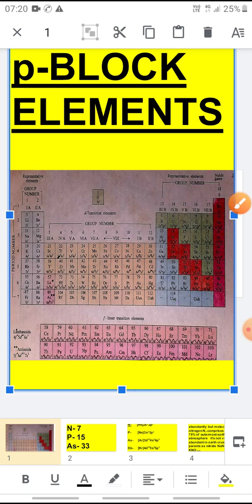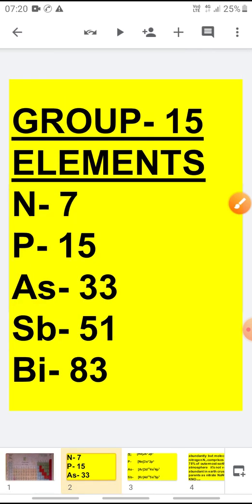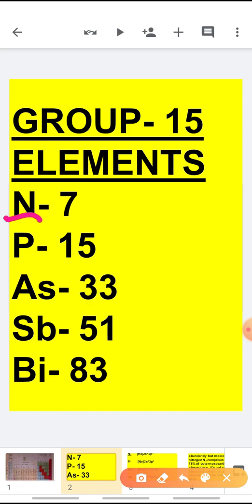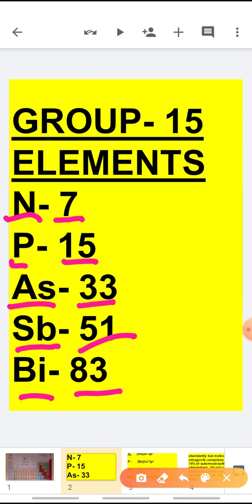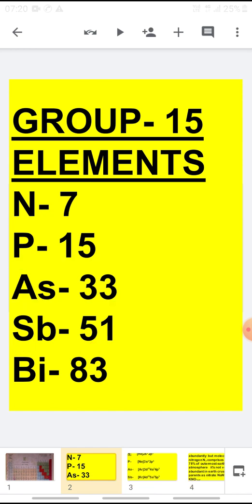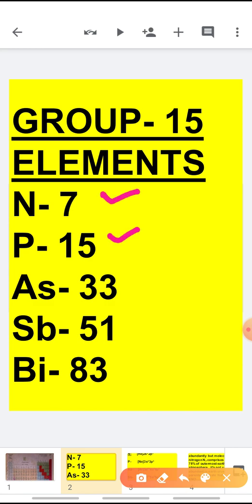Now see what all elements are present in the 15th group of the periodic table. They are nitrogen having atomic number 7, phosphorus having atomic number 15, arsenic having atomic number 33, antimony 51, bismuth 83. So, the elements present in the 15th group of the periodic table are nitrogen, phosphorus, arsenic, antimony and bismuth.